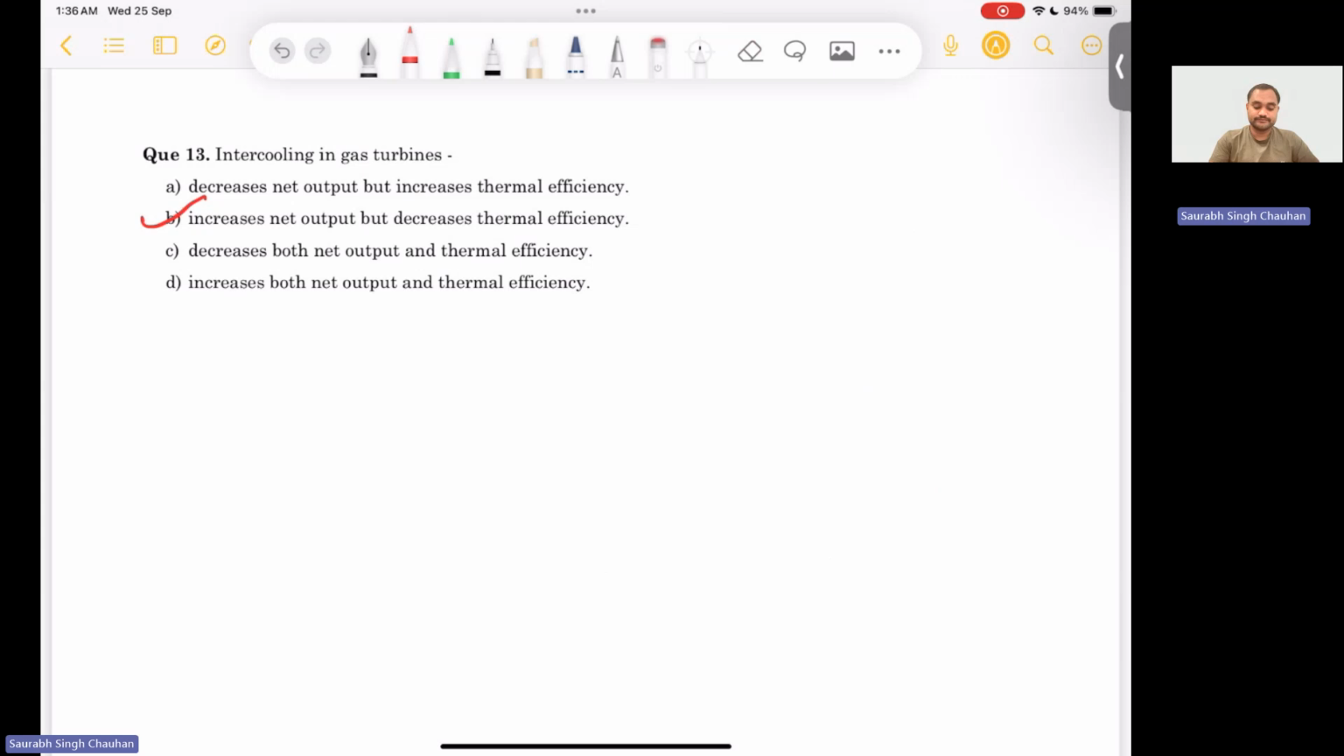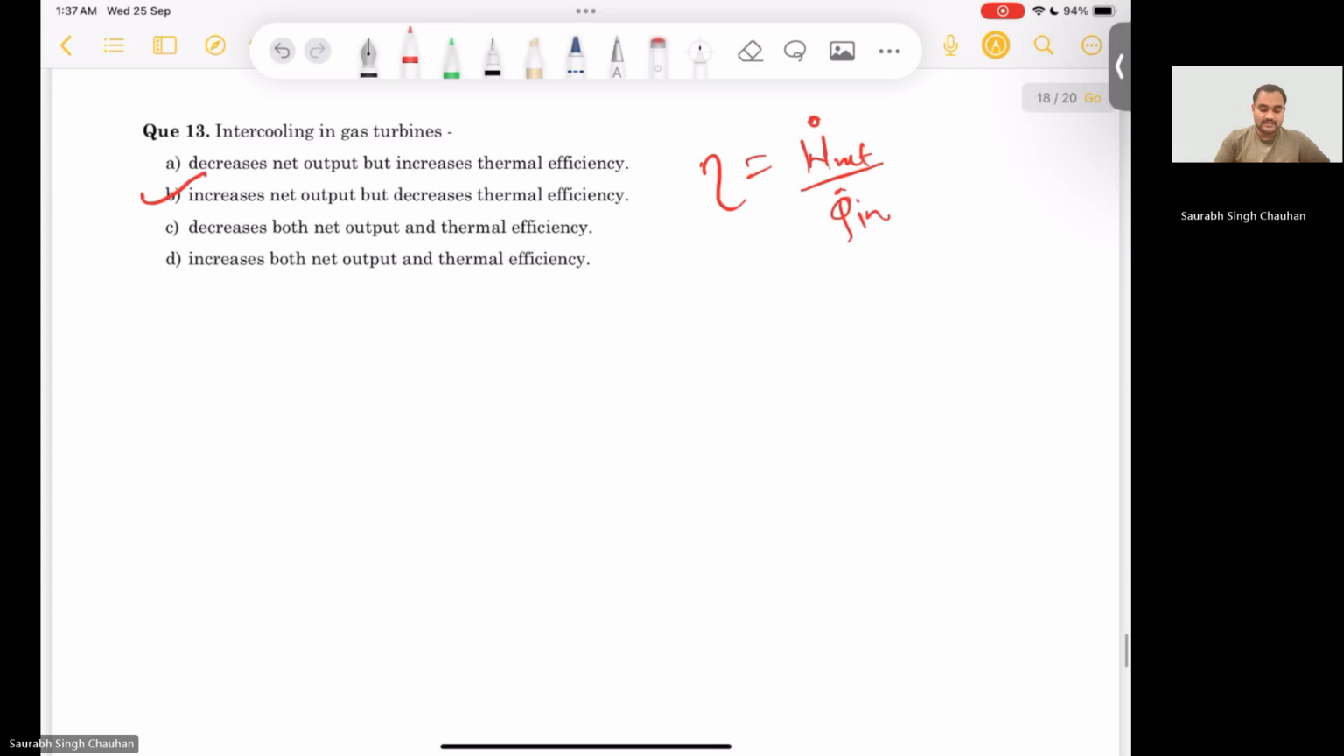Okay, because the thermal efficiency is the net work output over the heat input. So intercooler increases this net work output, but it also increases Qin. Okay, so in most of the cases, this efficiency decreases, even though the W is increasing. Okay, so part B should be the correct option. I hope this is clear.